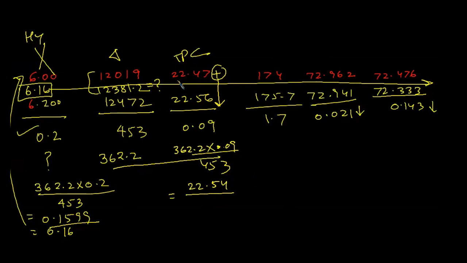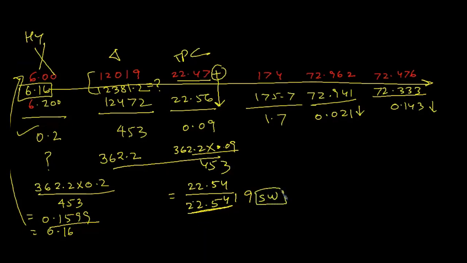Like this is 22.47. Actually, the value I'm getting in the calculator is 22.5419. So no need, just round off to 22.54. So we got the value of TPC. By the way, this TPC is for what? This is for salt water.